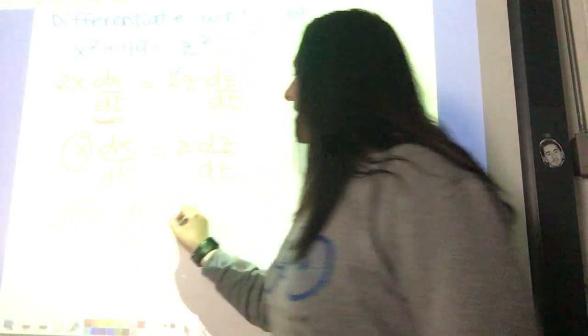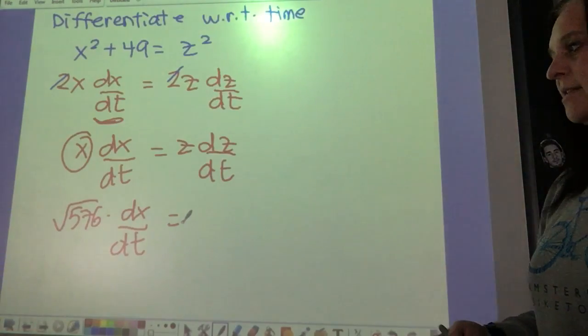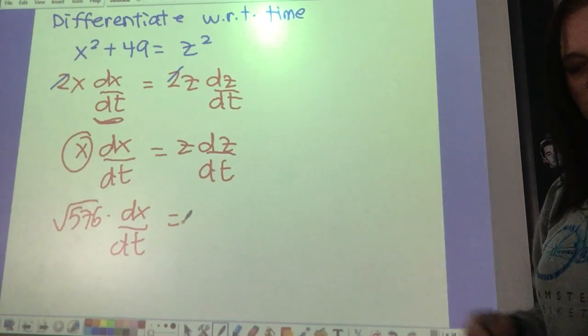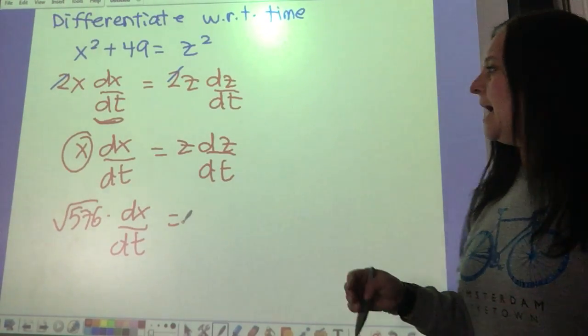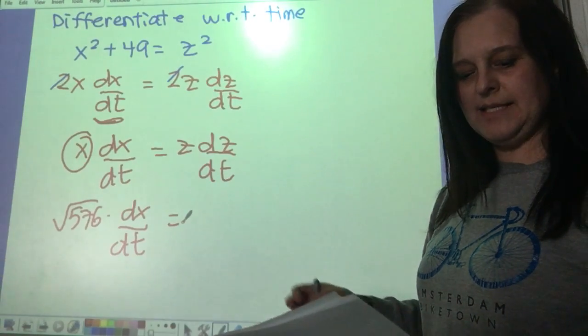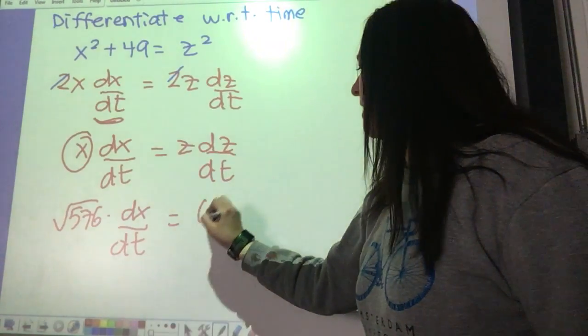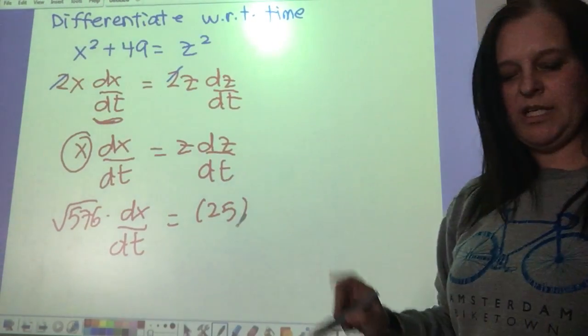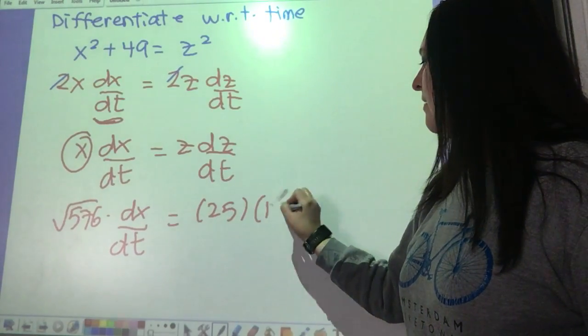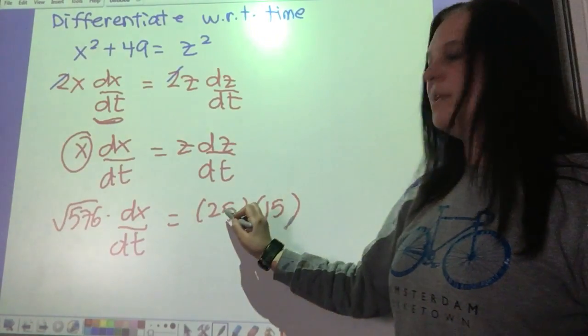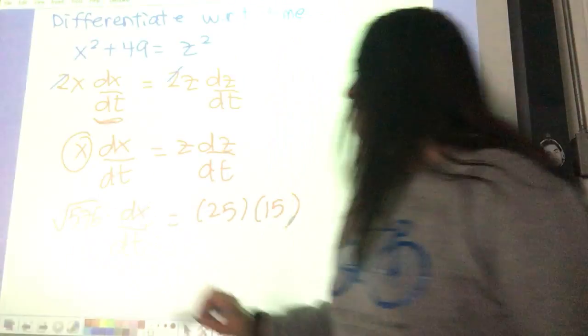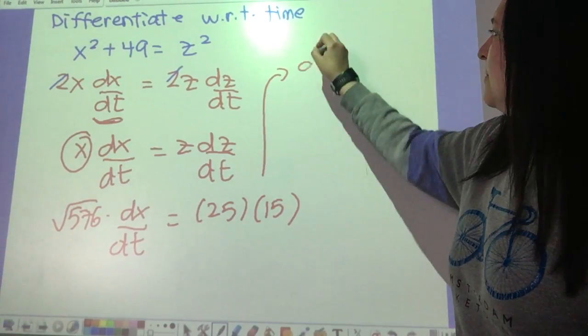We don't know what dx over dt is. That's the rate at which the boat is moving in the water. That's what we're trying to solve for. We do know that z is 25. That was given in the question. And dz over dt, the rate at which it's moving, is 15. That was given in the question. That we solved for, that's our unknown. I'm running out of room.